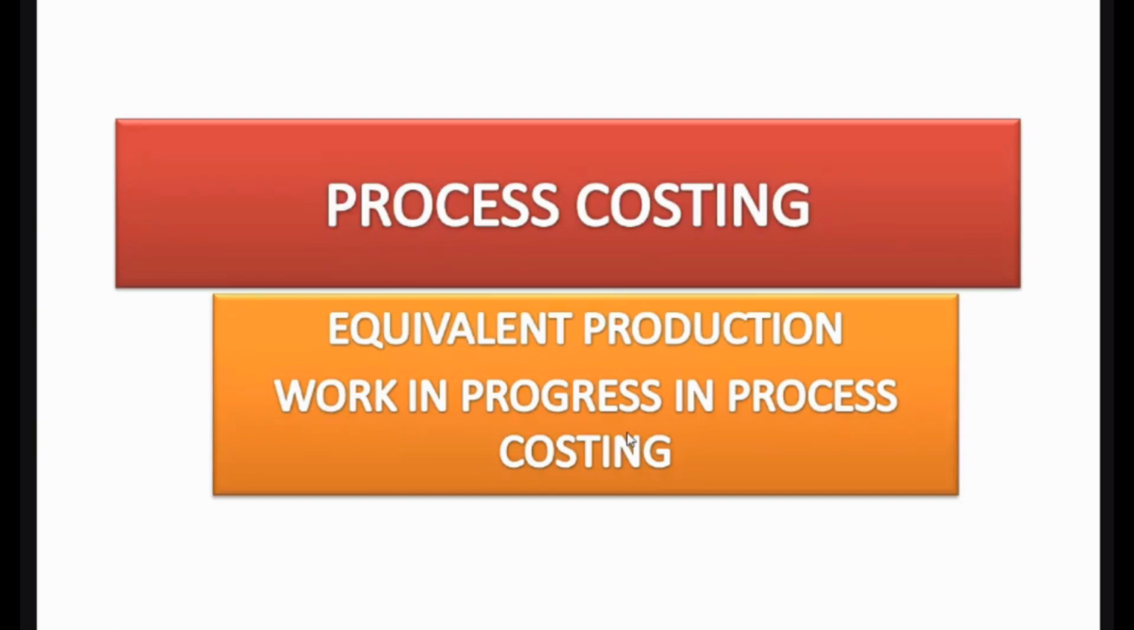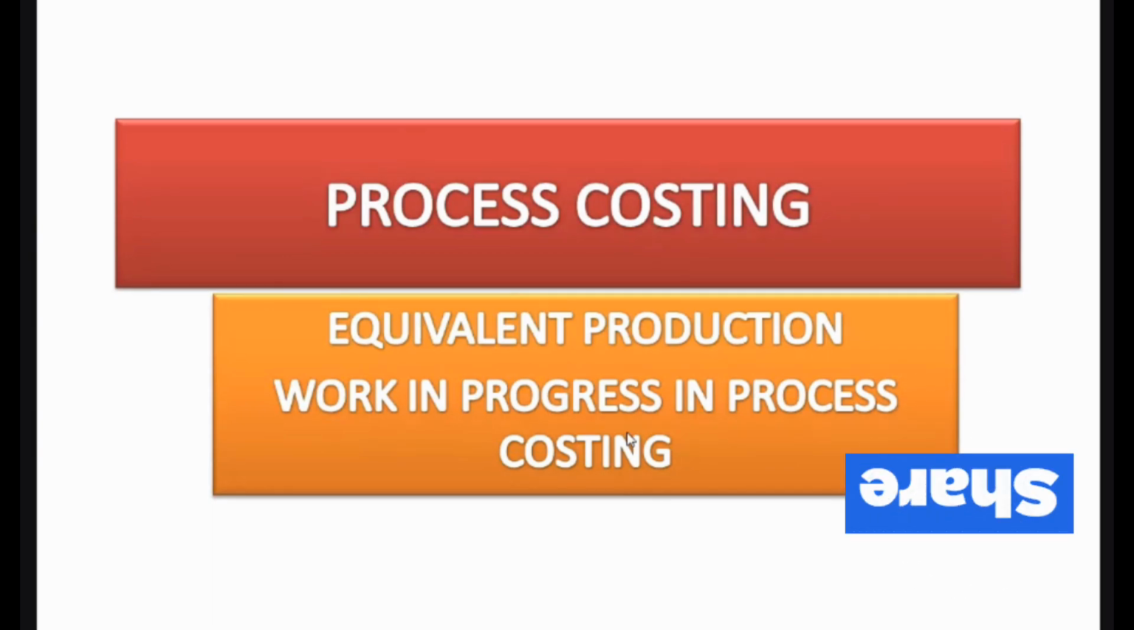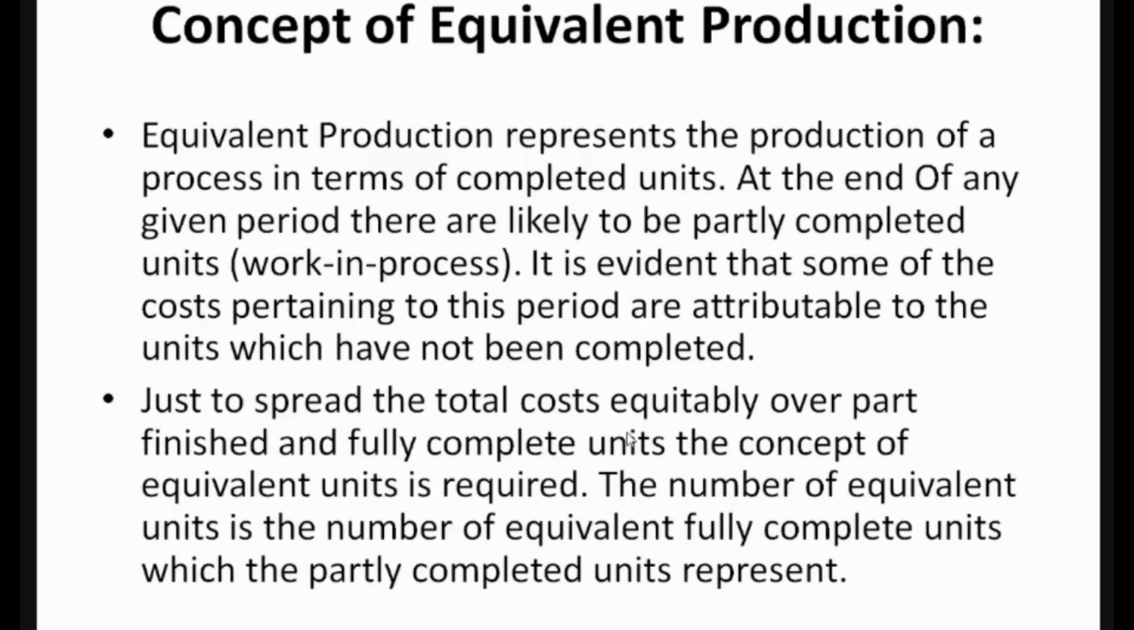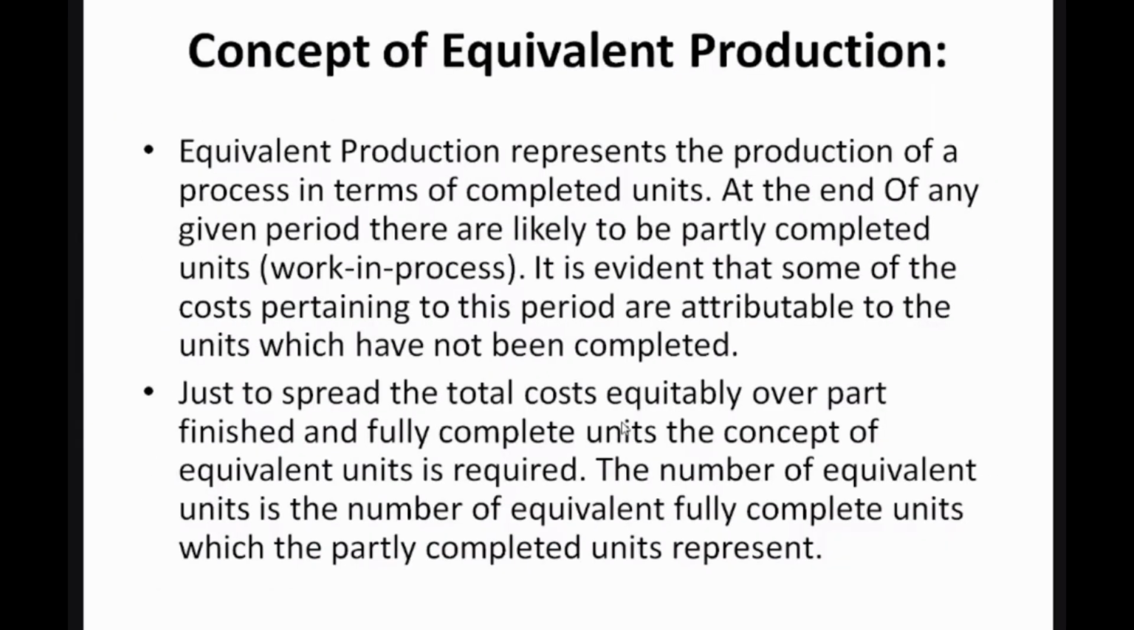I think not much explanation of process costing is required because you have already learned it at graduation level. It is a method of determining the cost where the production depends on various processes, that means process one, process two, process three, or process A, process B, and process C. So these are the basic fundamentals. Let's go to the next concept, equivalent production.